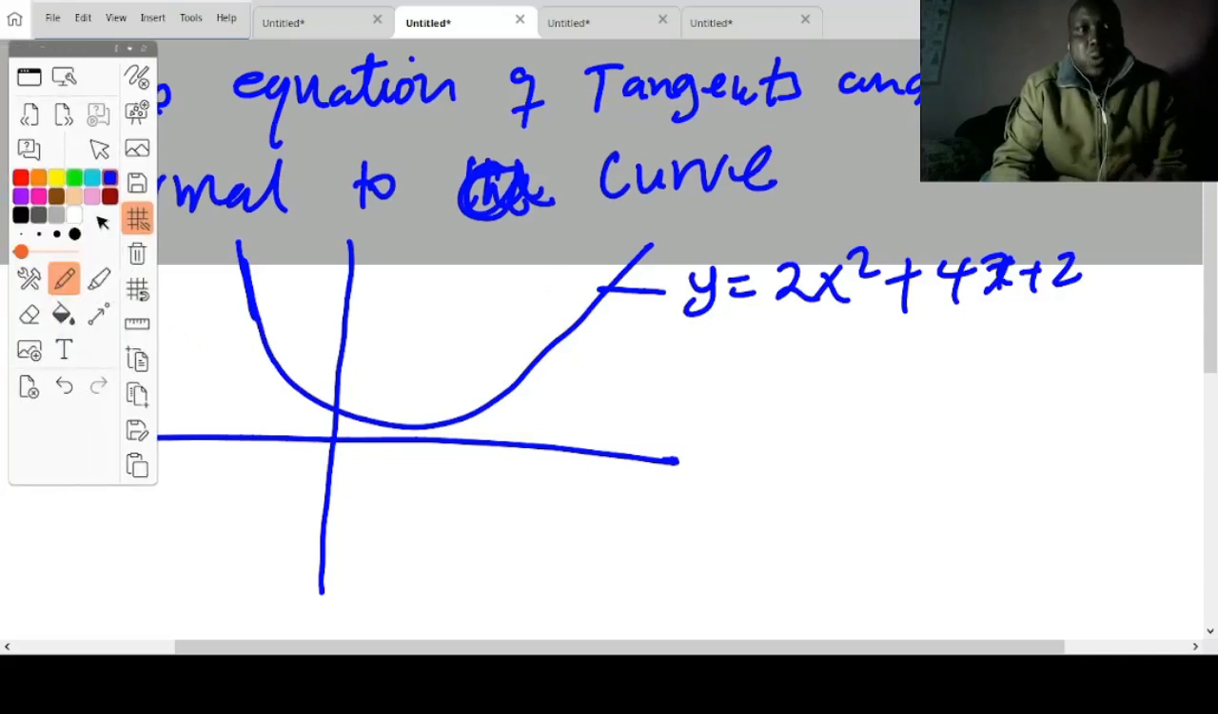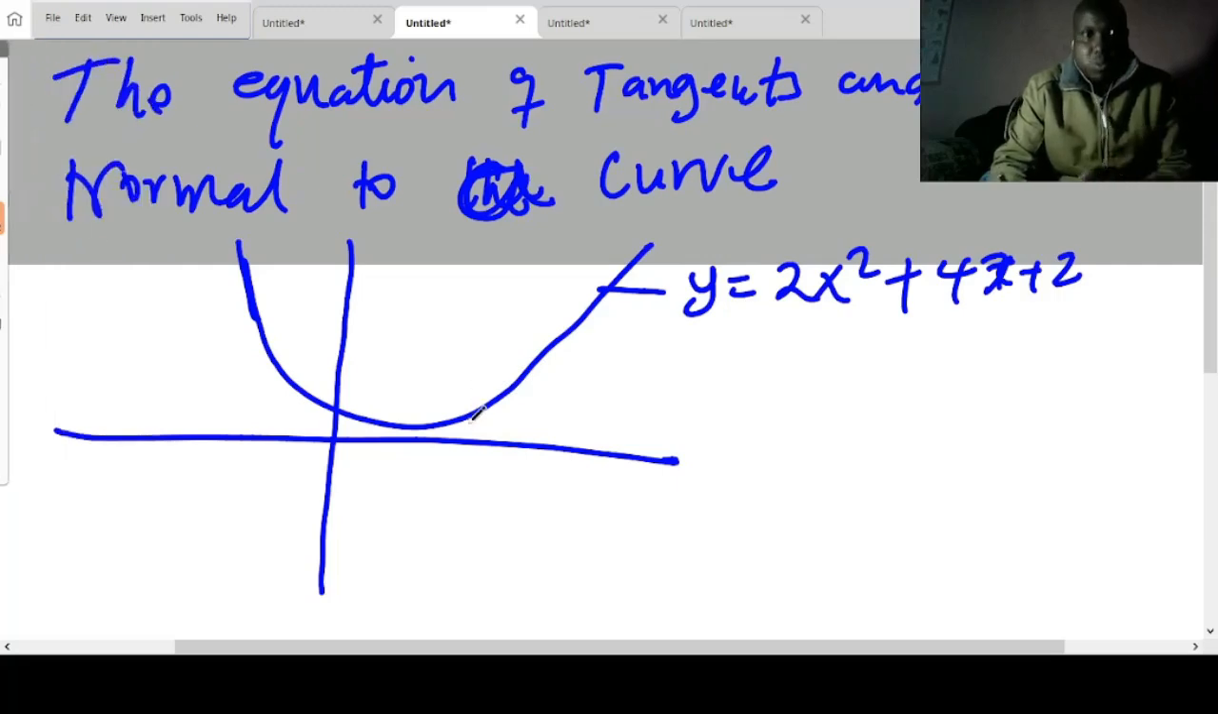Now this is where I was talking about the relationship between form 2 work and form 4 work. You are going to see how we apply the knowledge from the first video. Here, I want to draw a tangent at any point. So if I take this as my point and draw a tangent there, a tangent is a straight line.